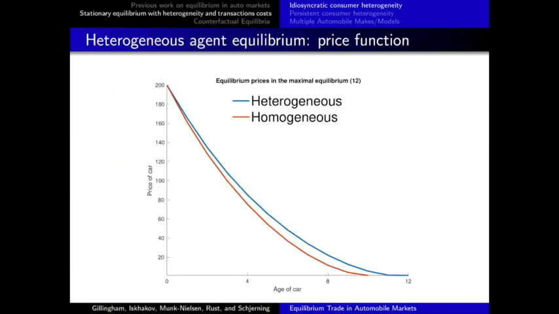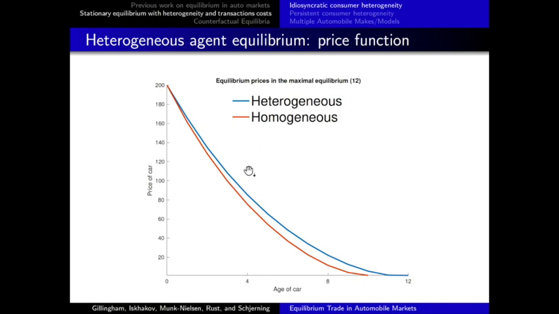So here is basically the heterogeneous agent equilibrium, and this is what you will get with heterogeneous consumers, where we have allowed for equilibrium with these IID extreme value shocks, and also the transaction cost. Okay, you get these two different price functions. But even with some transaction cost, what you see here in the heterogeneous economy is that the prices are higher.